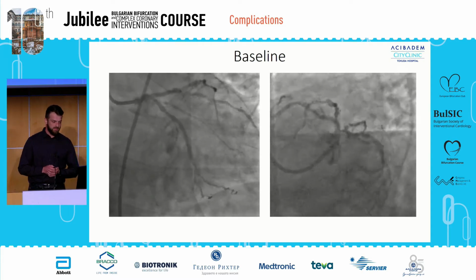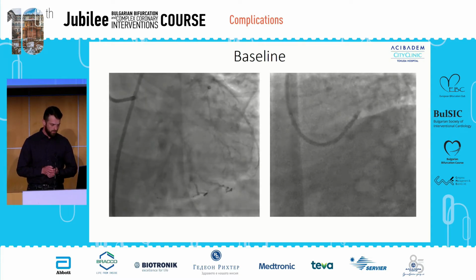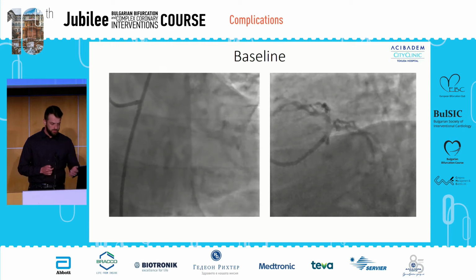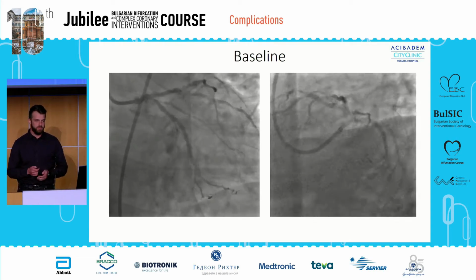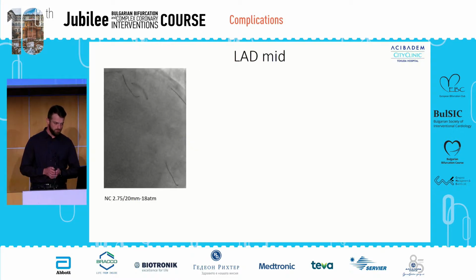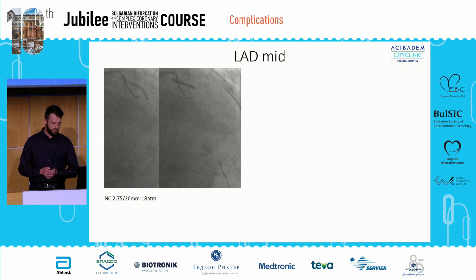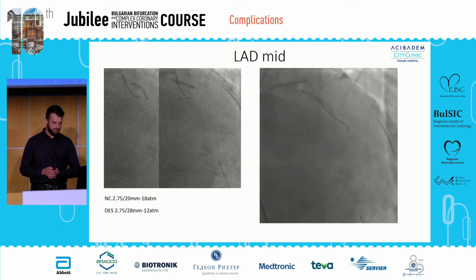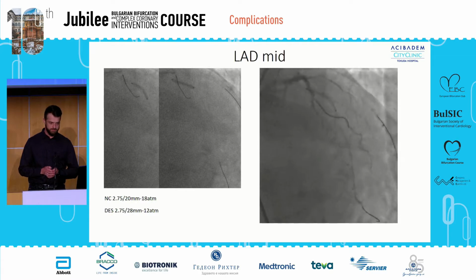This is the baseline angio. As you can appreciate, we have femoral access, 7 French, EBU 3.5. We started with the LAD, pre-dilation with a 2.75 NC balloon at high pressure. We implanted a stent, 2.75 by 28.